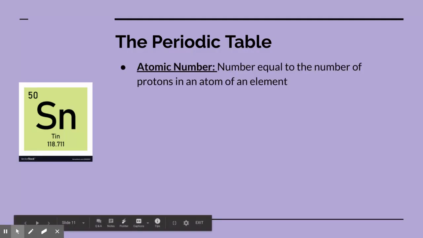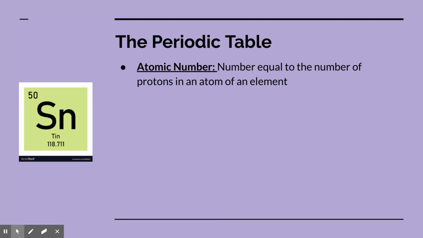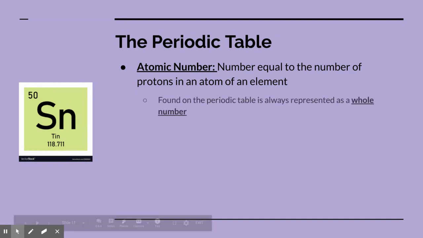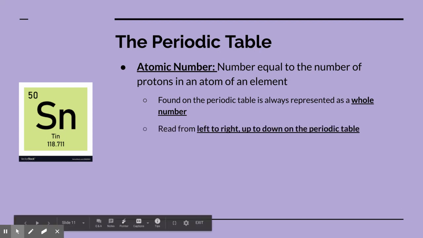Okay. So on the periodic table, we get the chemical symbol. Not only do we have the chemical symbol, we have what's known as the atomic number. The atomic number is the number equal to the number of protons in an atom of an element. This is found in the periodic table, and it is always represented by the whole number in the box for a particular element.